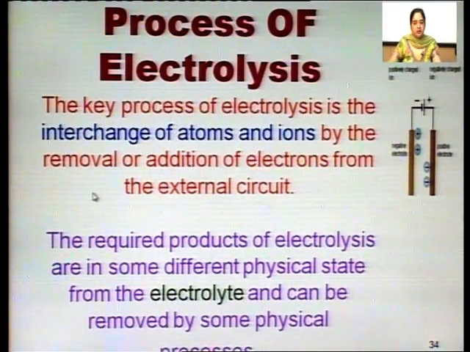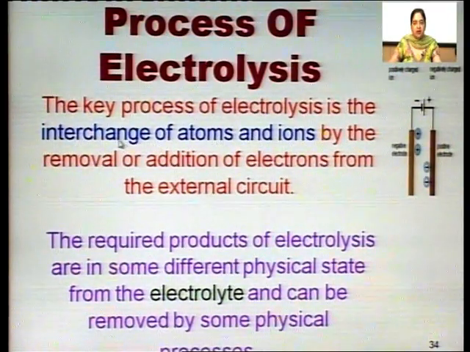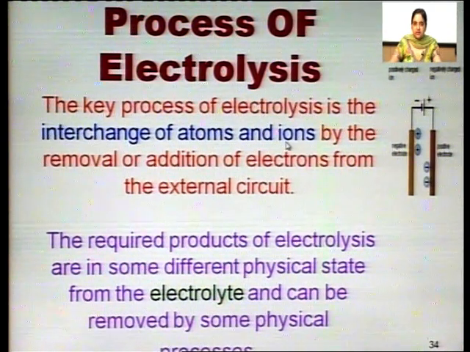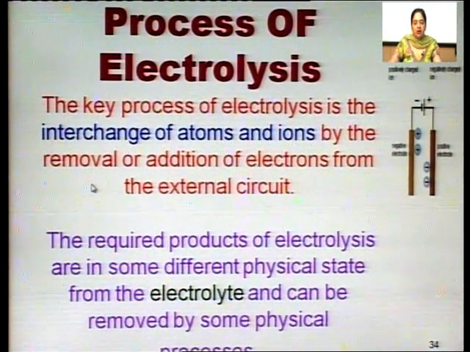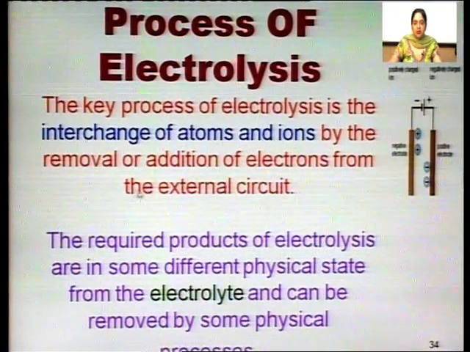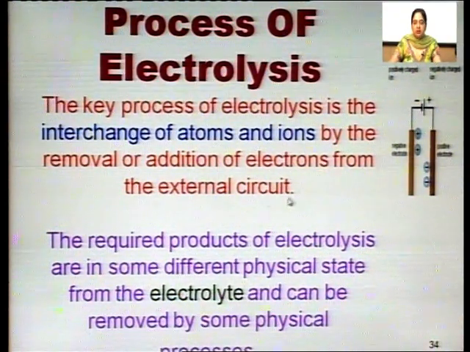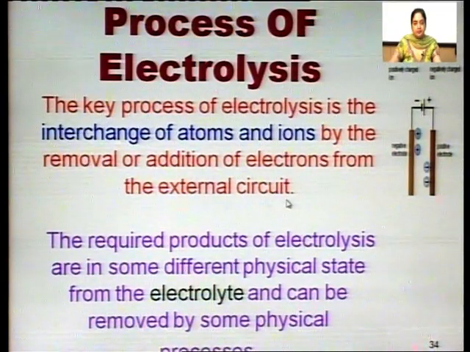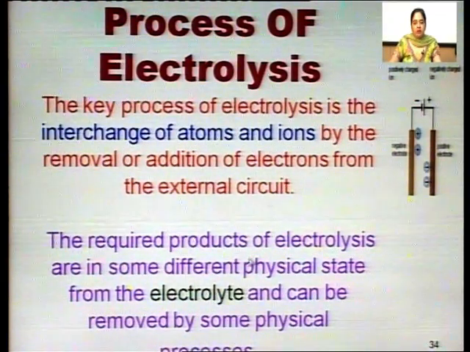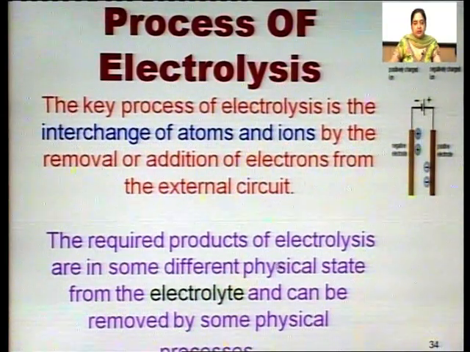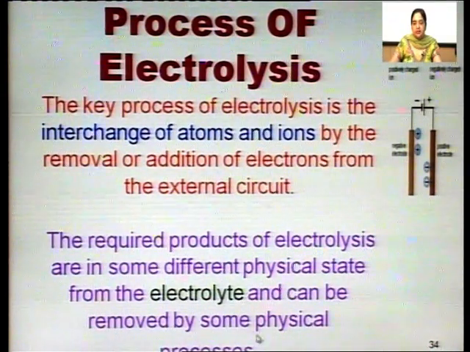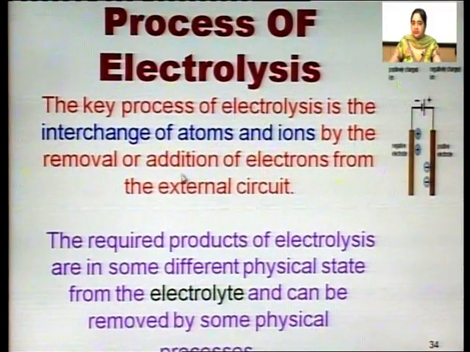Process of electrolysis. The key process of electrolysis is the interchange of atoms and ions by the removal or addition of electrons from the electric circuit. The required products of electrolysis are in some different physical state from the electrolyte and can be removed by some physical processes.